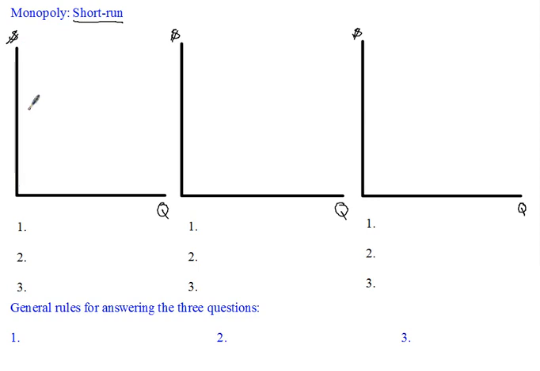So for a typical monopolist, you're going to have a marginal cost curve that is downward sloping and then rises. That's going to be marginal cost. And then you're going to have an average total cost curve, and the average total cost curve is going to be downward sloping, hits a minimum and rises. That's going to be your average total cost.